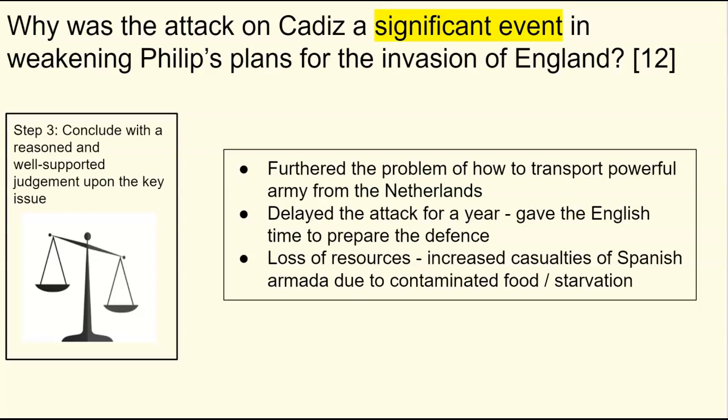It delayed the attack for a year, gave the English time to prepare the defence. Again, that weakens their plans. And there's a loss of resources, increased casualties of the Spanish Armada due to contaminated food and starvation. That weakens Philip's plans. So we can quite confidently state at the end of this essay that the attack on Cadiz was a significant event in weakening Philip's plans for the invasion of England.